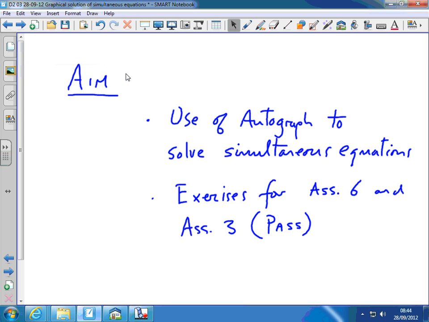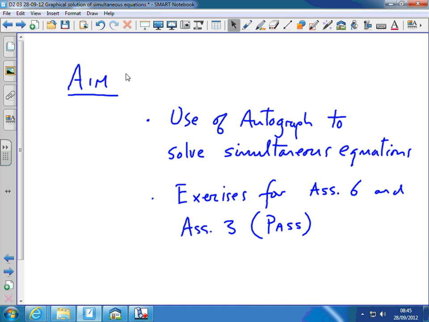So the aim today then is to use Autograph to solve simultaneous equations. And then we're going to look at the exercise as well. Assignment 6 is now out of the way, but a couple of you maybe would look at some of those. And then we can think about assignment 3. So that's the plan for today.